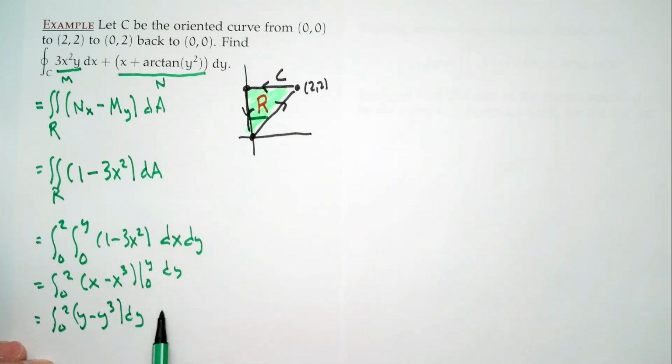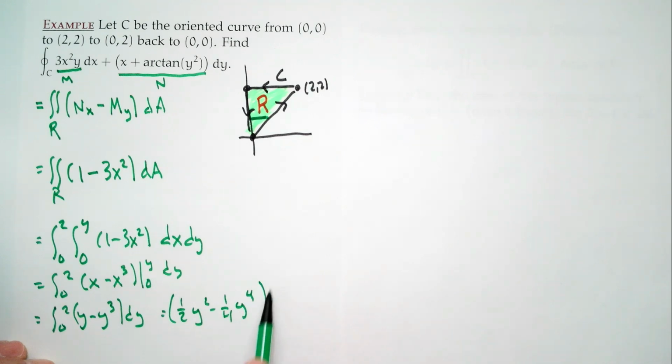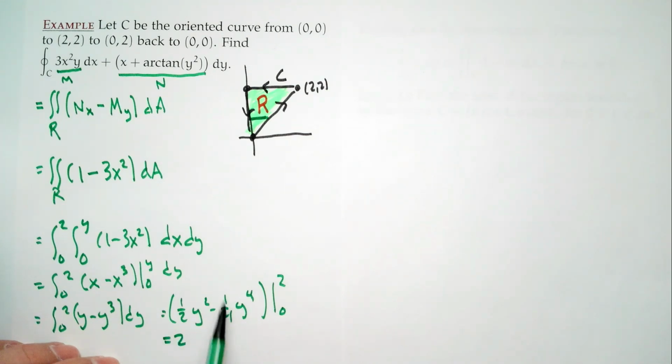So that's 1/2 y squared minus 1/4 y to the 4th, evaluated from 0 to 2. And we plug in 2. 1/2 times 2 squared is 2. Minus 1/4 times 2 to the 4th, that's 1/4 times 16, which is 4, which gets us to -2. That wasn't so bad. So once you have the tool, then the tool makes things easier.